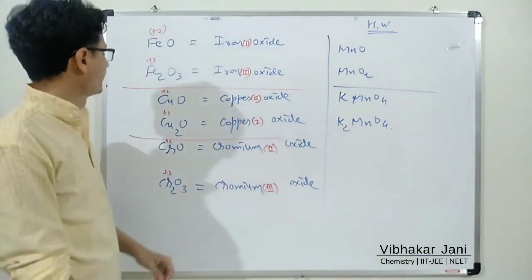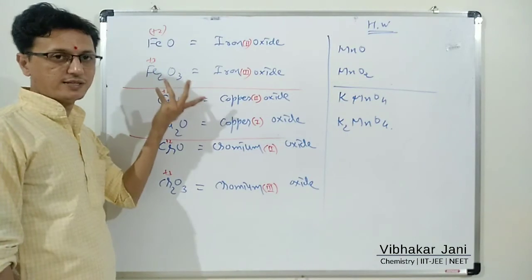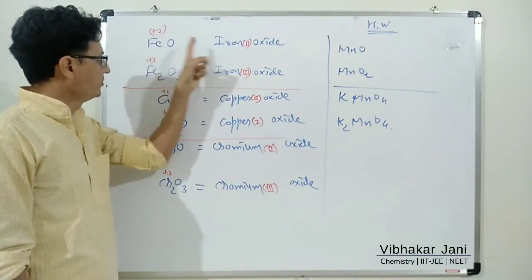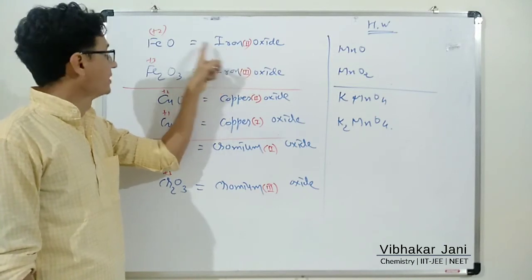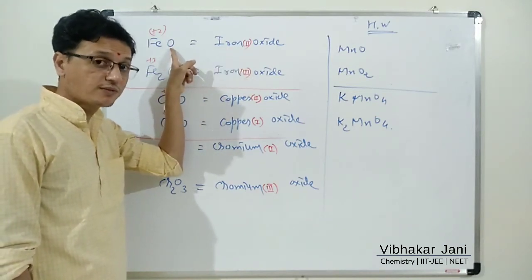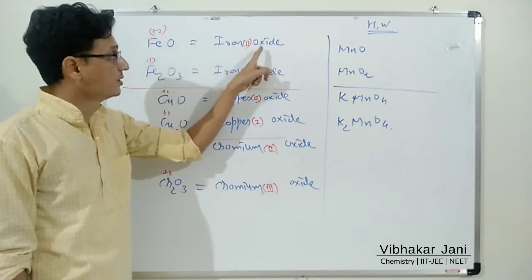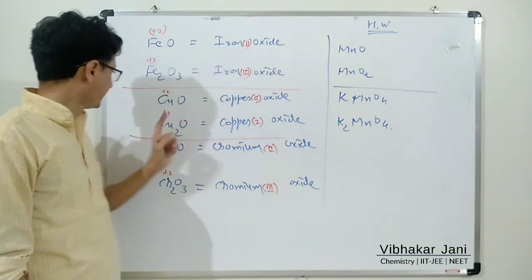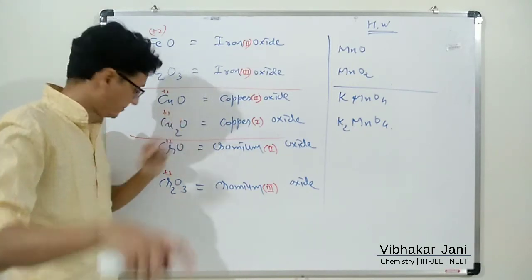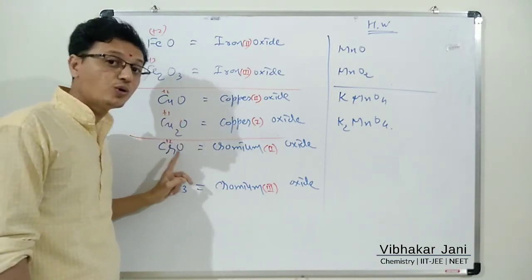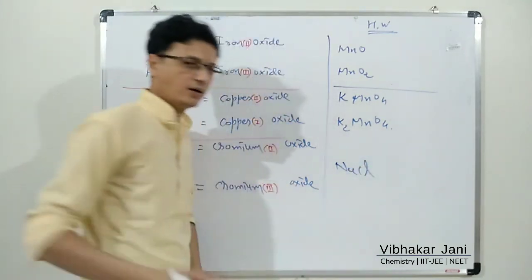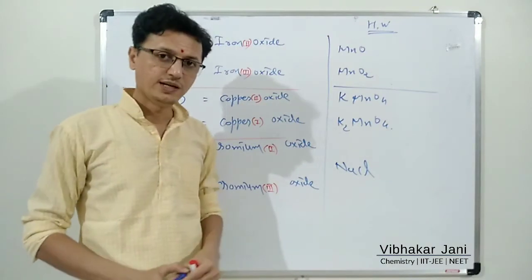Let's check it out. Only two elements, iron and oxygen. Name of the first element will be as it is, iron. After writing the name of the second element, we have to attach a suffix "ide." So it is oxide. Copper, as it is, oxide. Chromium, oxide. If I write NaCl, what will be the name?